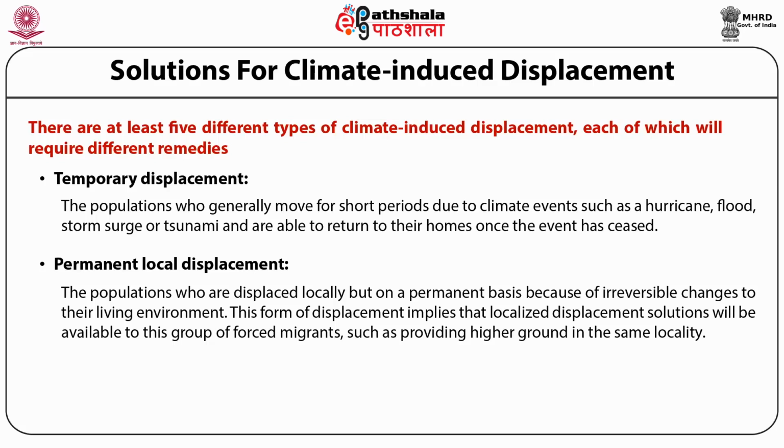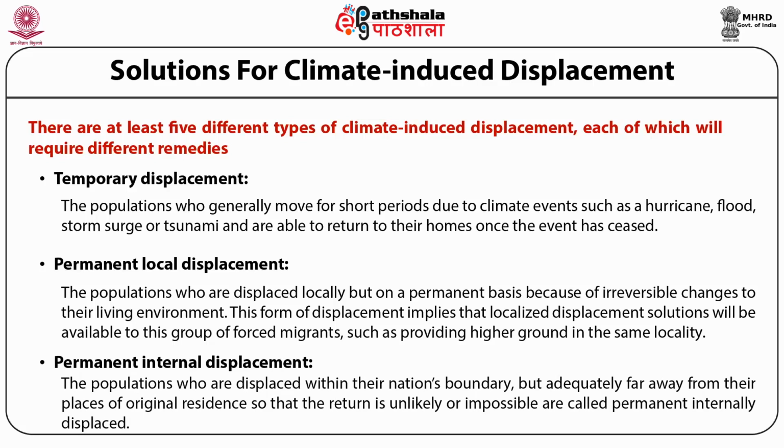This form of displacement implies that localized displacement solutions will be available to this group of forced migrants, such as providing higher ground in the same locality. The third one is that of permanent internal displacement. The populations who are displaced within their nation's boundary but adequately far away from their places of original residence so that the return is unlikely or impossible are called permanently internally displaced. This would involve a family displaced from one region of a country to another region in the country, for instance, from a coastline to an inland town or city.